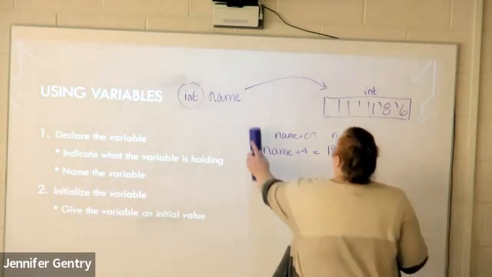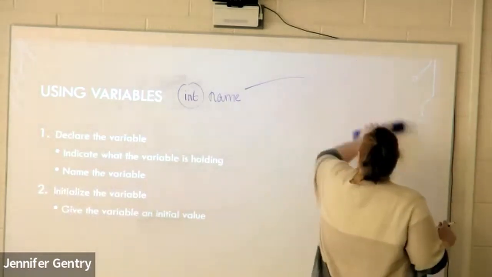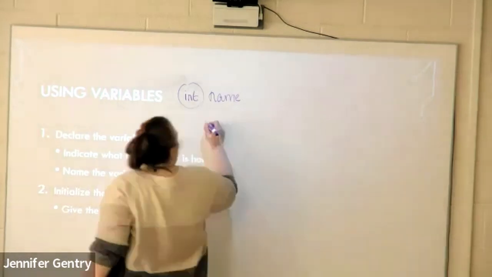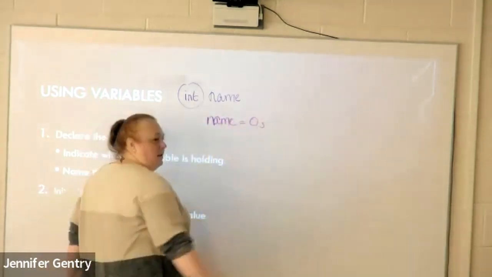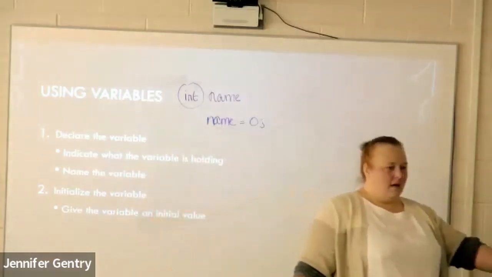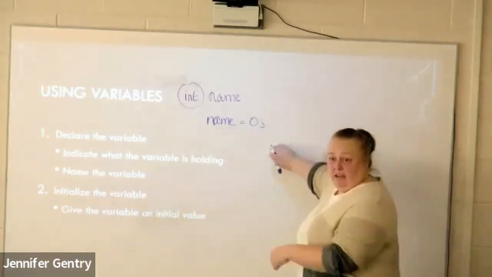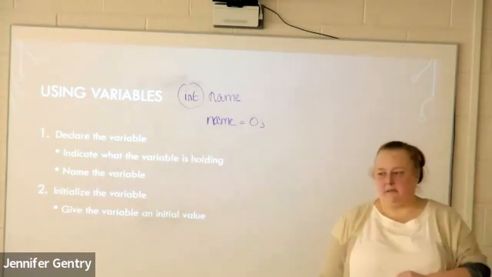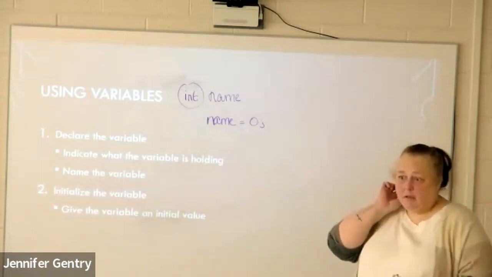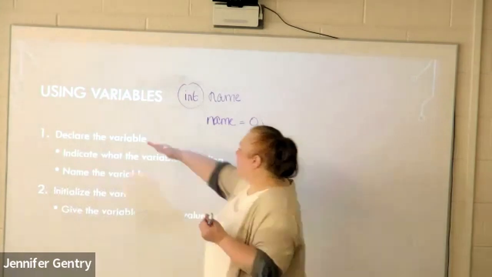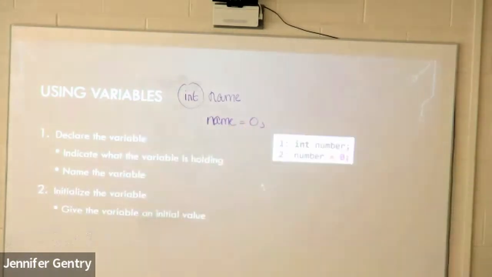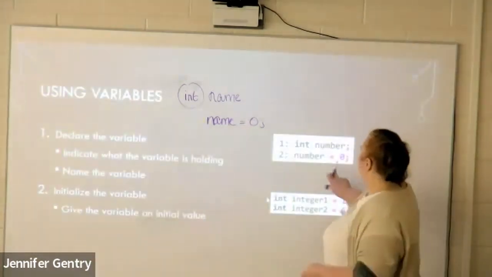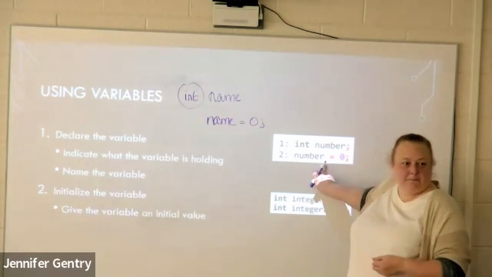So initialize the variable. Since I am going to say it's going to be zero, I'm going to say name is equal to zero. I know exactly what's in there now, and there's going to be no surprises. So the two things you have to do: declare, initialize. Two different ways you can do it. It's exactly what I just did up there.